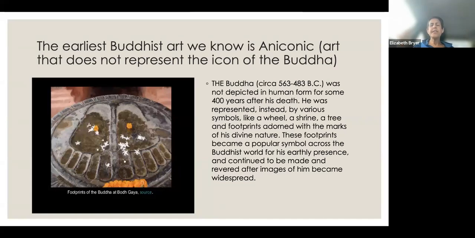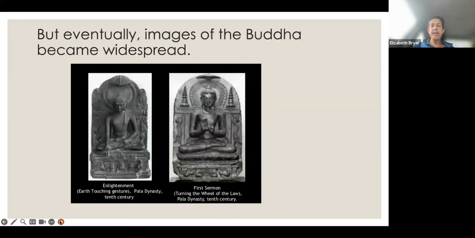There are lots of different theories about why the Buddha wasn't depicted in human form for those 400 years. Some people think there were images of the Buddha then, but they were not preserved. Some people think it was seen as disrespectful to have images of the Buddha. Different theories about that. But eventually images of the Buddha became widespread, and you can see some here.